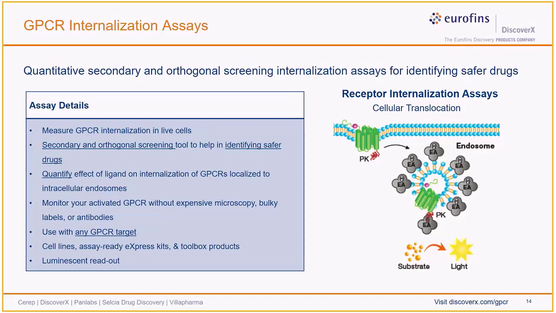So basically quantifying internalized GPCRs localized to intracellular endosomes is shown here. So you can monitor the activated GPCR in live cells without expensive microscopes, imaging equipment, or bulky labels and radioactivity or antibodies. So this is kind of a nice alternative. It just uses standard instrumentation, a luminescent reader, and no complex data analysis or normalization or pit vesicle type of spot detection is required. It does come in two formats.